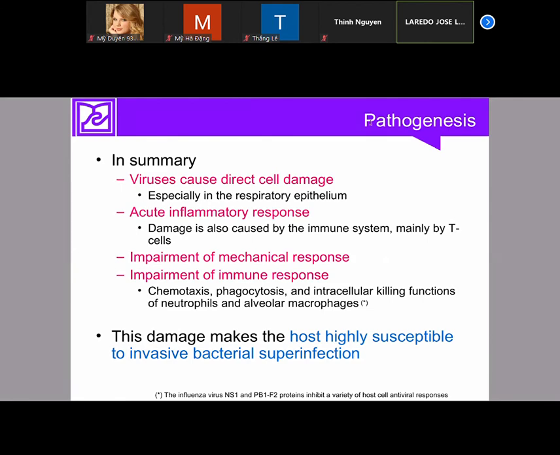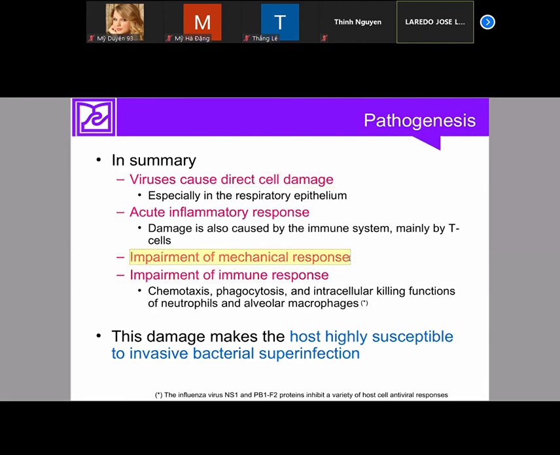So look, the pathogenesis of influenza is very complicated. So I show you here a summary with all findings. Influenza viruses damage epithelial cells directly, and these ciliated epithelial cells are destroyed. The respiratory epithelium is destroyed. What about the immune system? Acute inflammatory response. So damage also depends on the immune system, the innate immune system and the adaptive immune system, both.